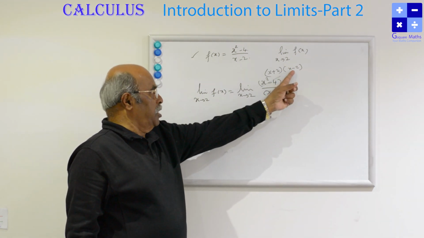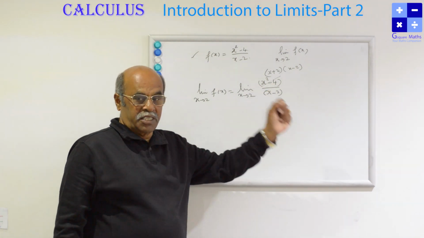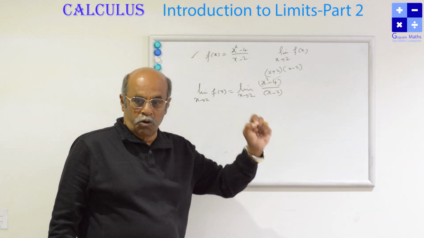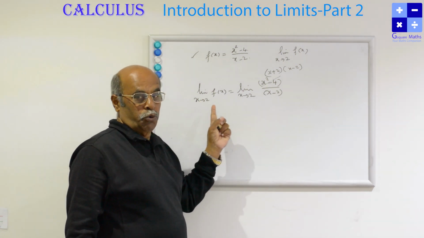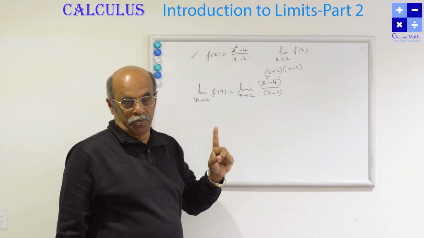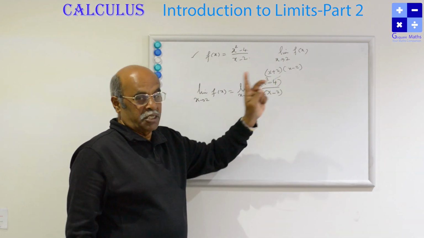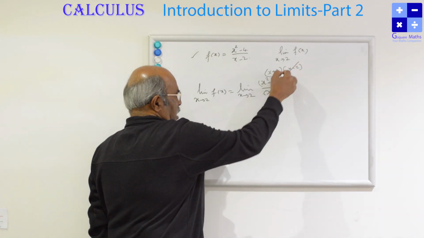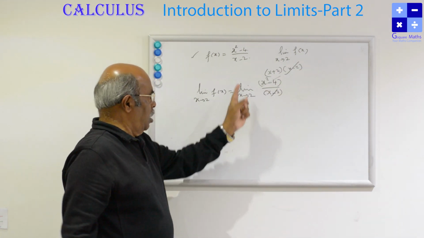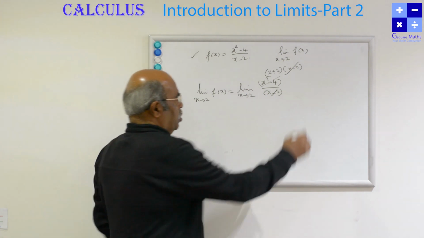So this x minus 2, the common factor, you can cancel it out. Why? Because the given problem is x tends to 2 only, it's not x is equal to 2. Though x tends to 2, this x minus 2 is not 0. For non-zero numbers, we can cancel it out. So cancel that. So limit x tends to 2 of x plus 2, that is 4.